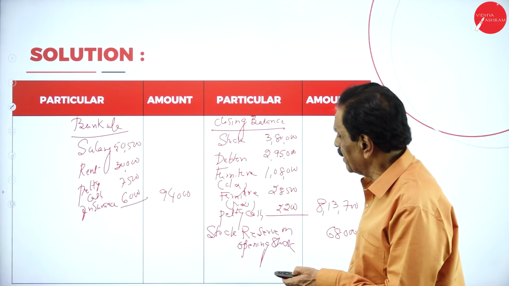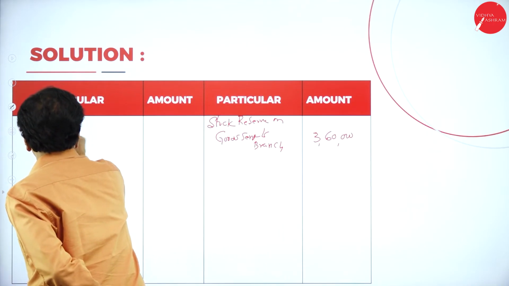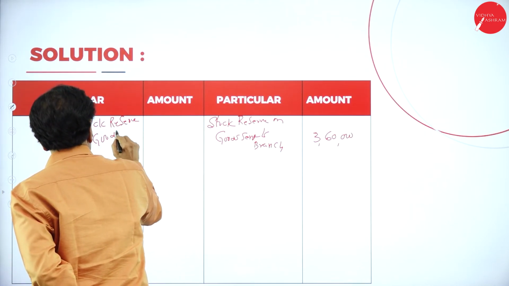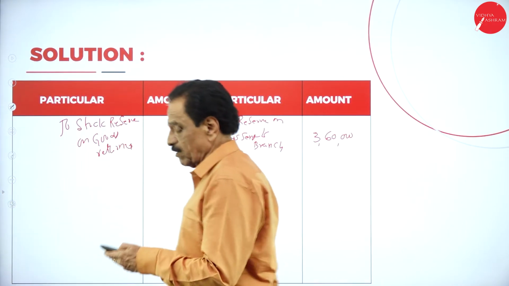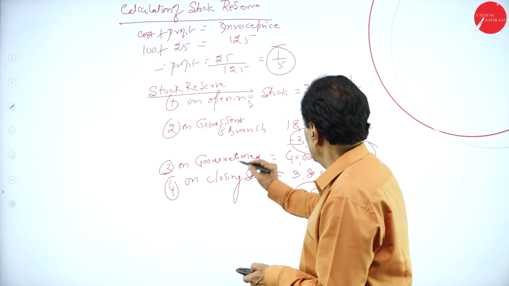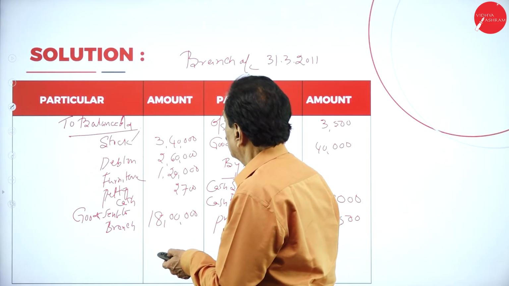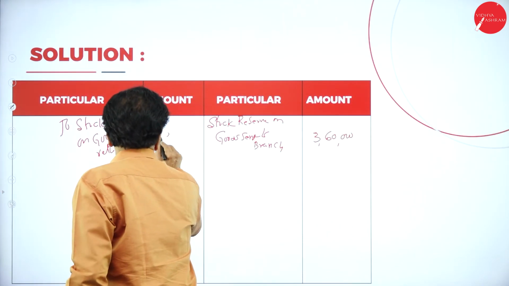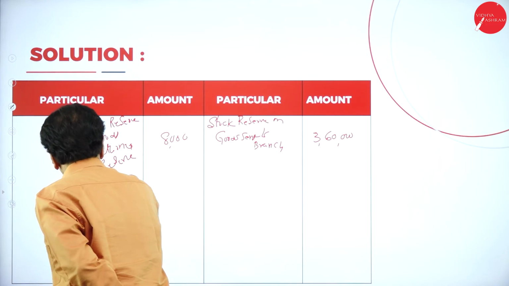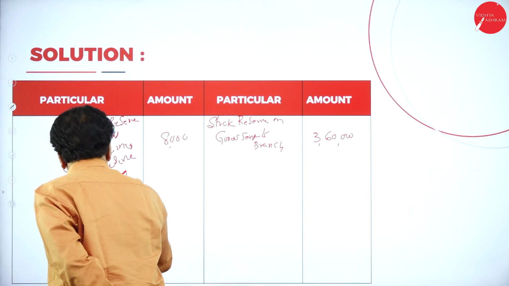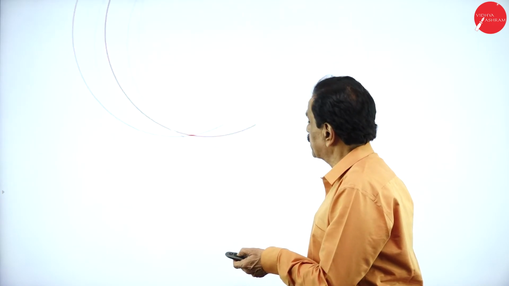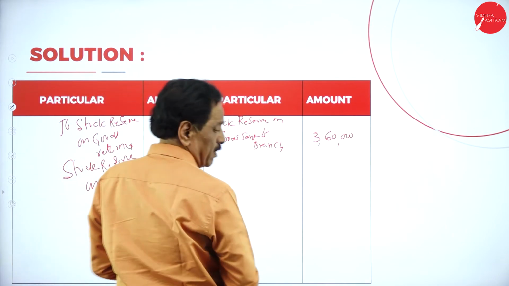Then come back to the debit side. To stock reserve on goods returned. What's the value of the stock reserve on goods returned? It is 8,000. Stock reserve on closing stock 76,000. So we'll add the figures now.